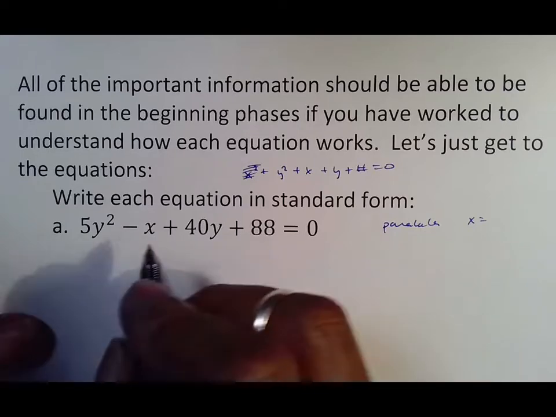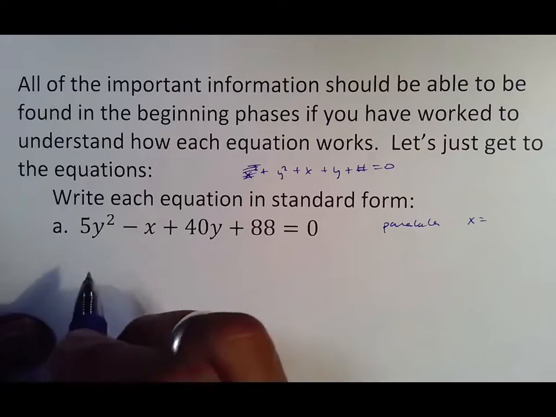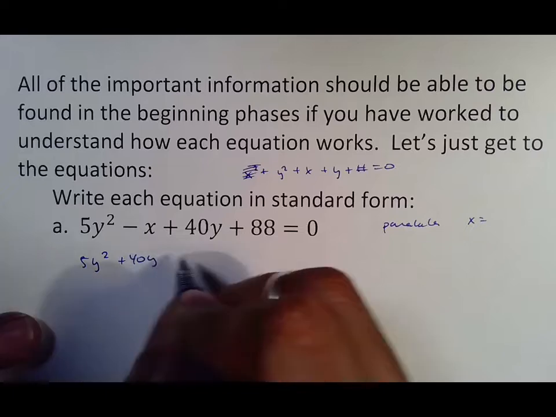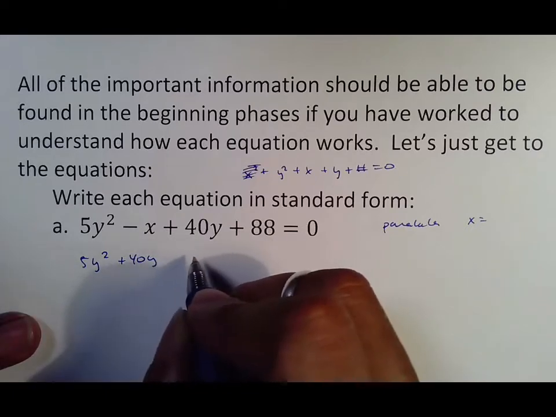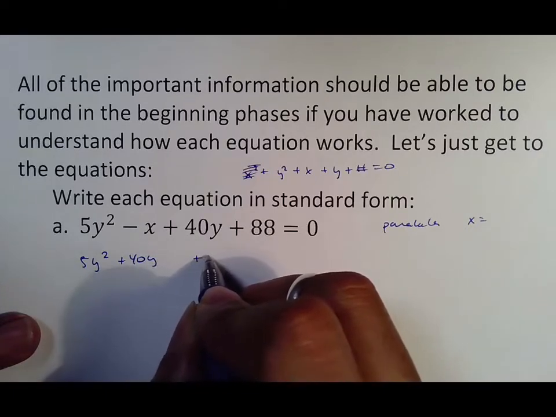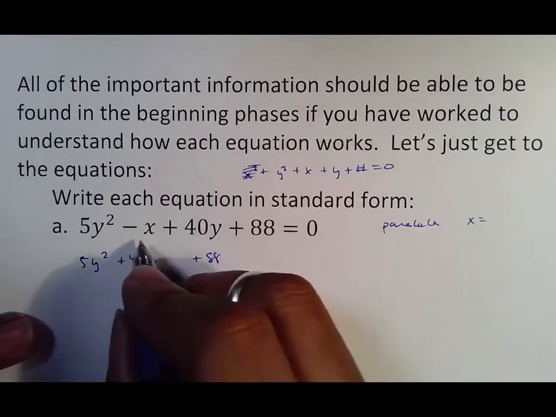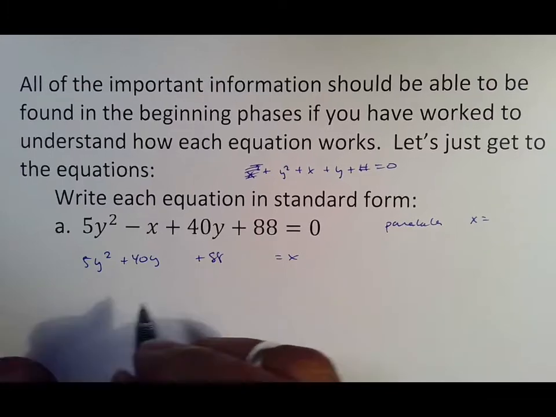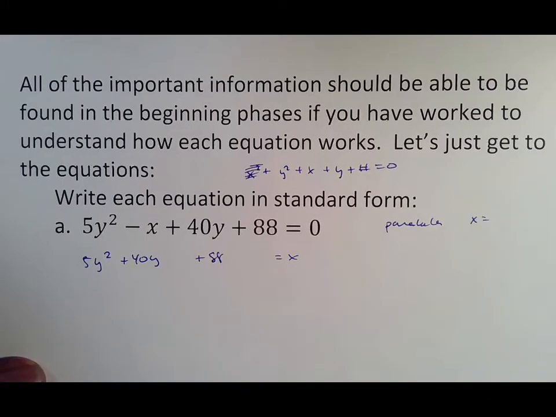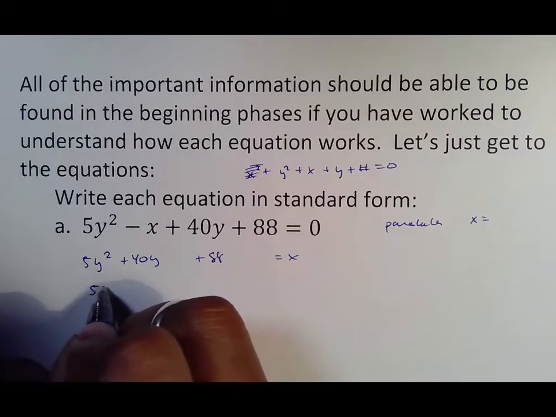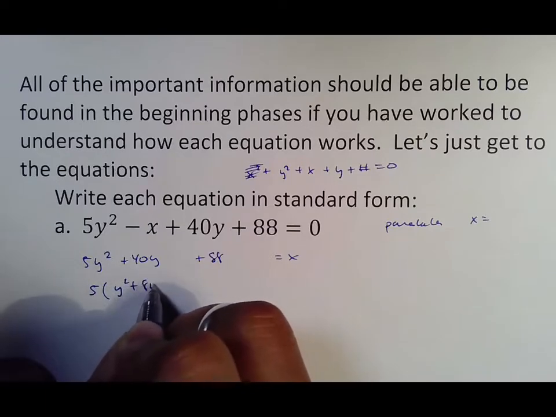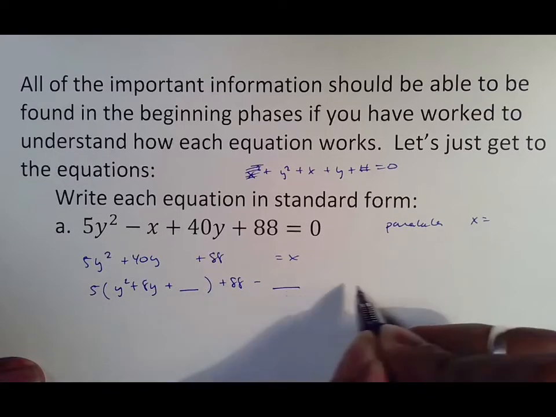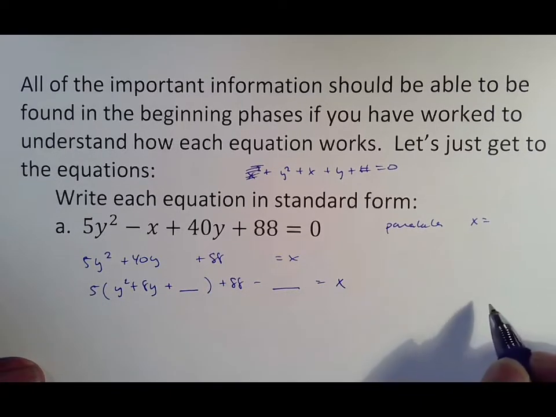First off, there's no x squared, so my first step would be to go ahead and complete the square on my y. So 5y squared plus 40y plus 88. I'm going to leave some room for that. And I know I want my x over there, so I'm going to put my equals x over there just in case. It doesn't have to be perfectly put together at first, it's just making sure you organize it. I'm going to factor off my 5, getting y squared plus 8y plus blank plus 88 minus blank equals x.